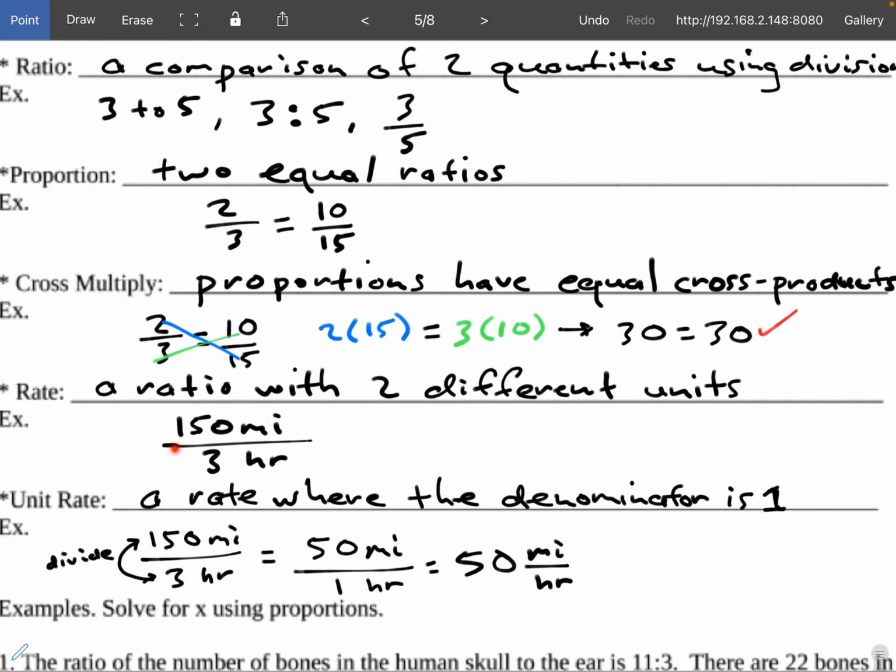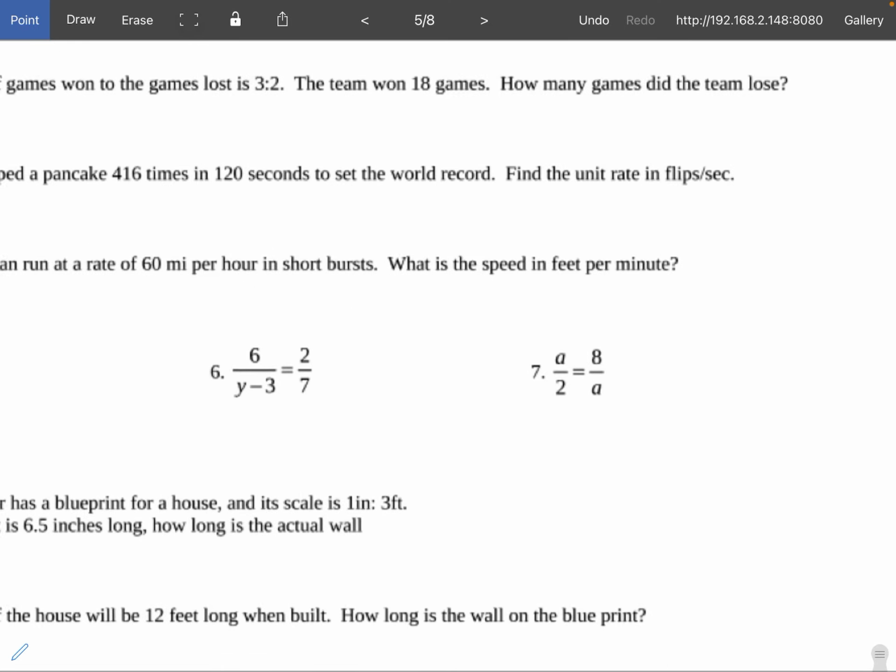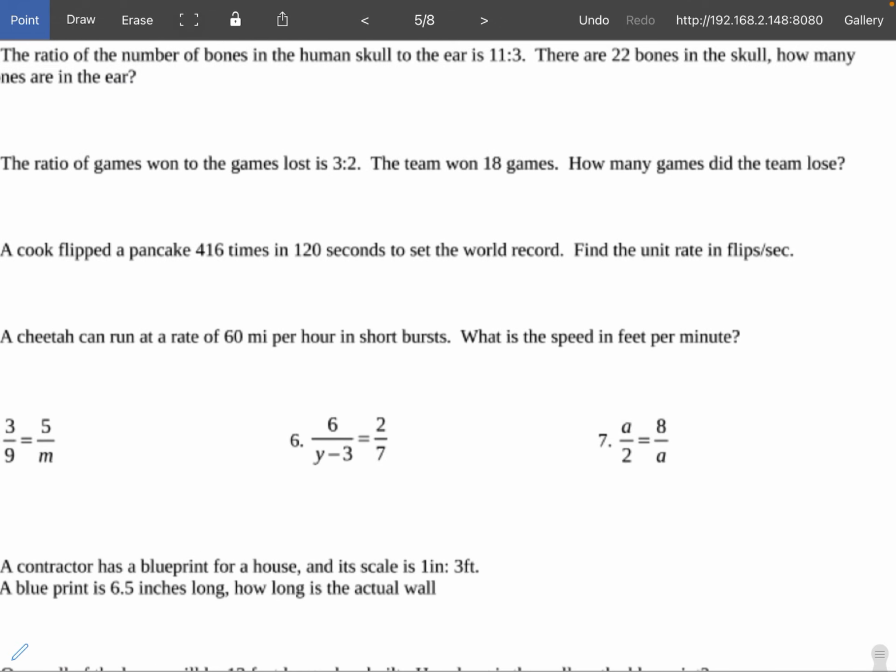In fact, that would be your speed, right? If you traveled 150 miles in 3 hours, if you change that into your unit rate, that would be your speed, 50 miles per hour. You guys good with all that stuff? So that's all the examples of that. Now we got to solve problems. All right, so here we go.